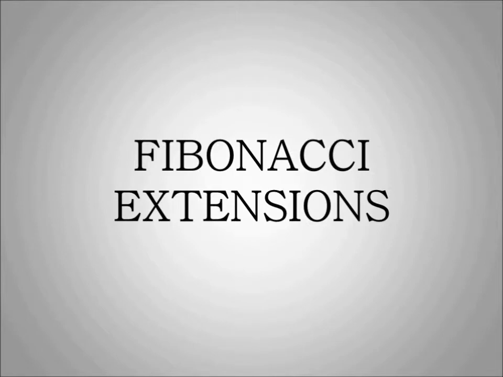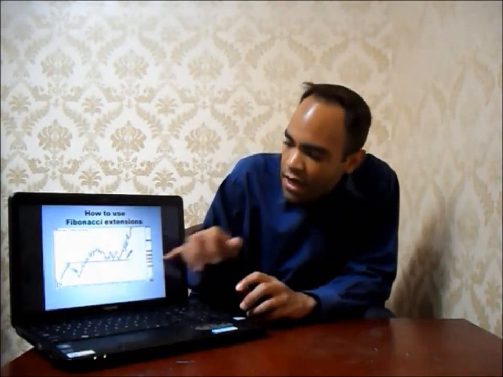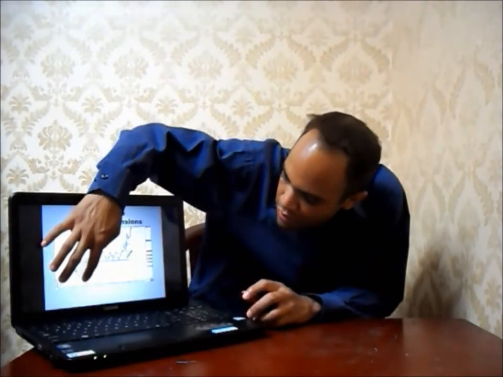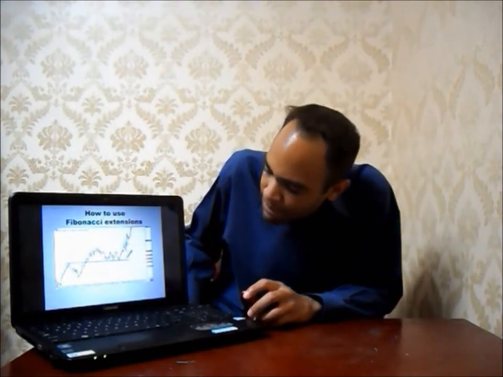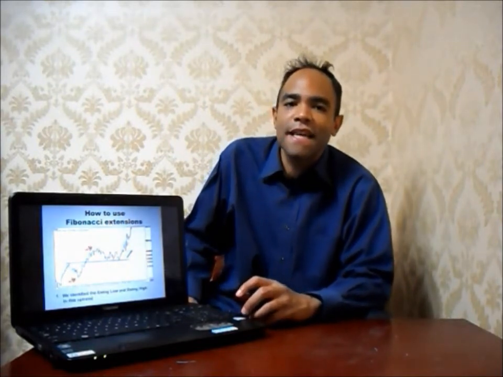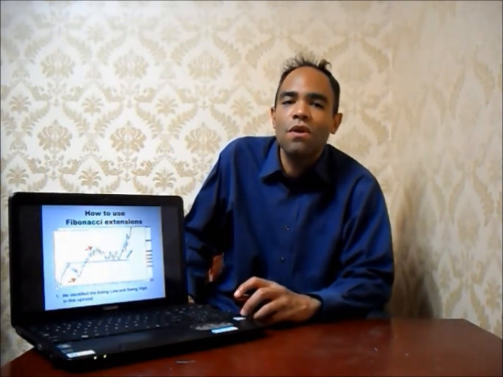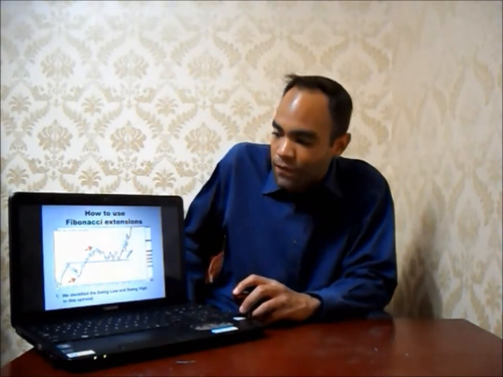Now, let's talk about Fibonacci extensions. Fibonacci extensions, it works like this. From here we have an uptrend, the swing low, and the swing high. Now, with the swing high, we extend the numbers past the swing high, giving us even more levels of resistance. Fibonacci extensions are a useful tool in determining how much of a profit we can take.